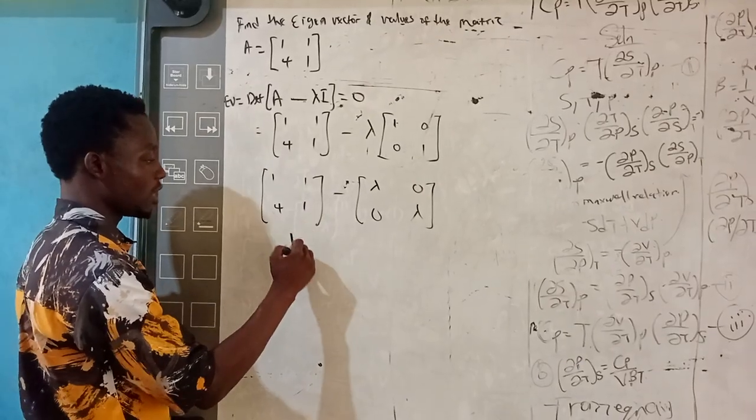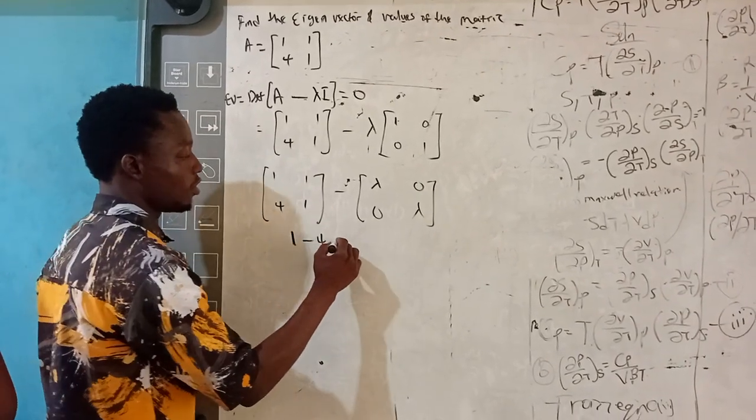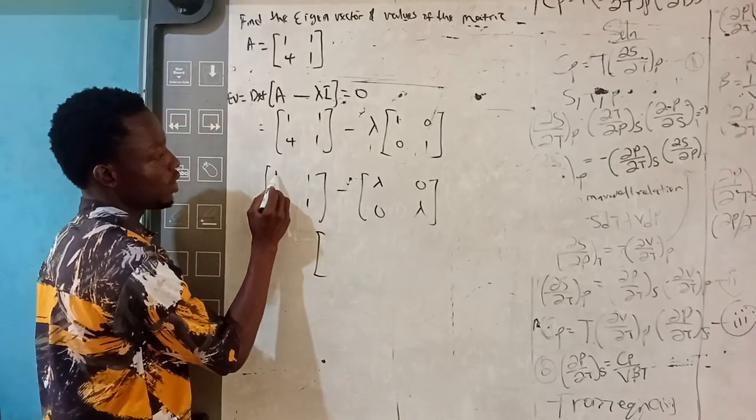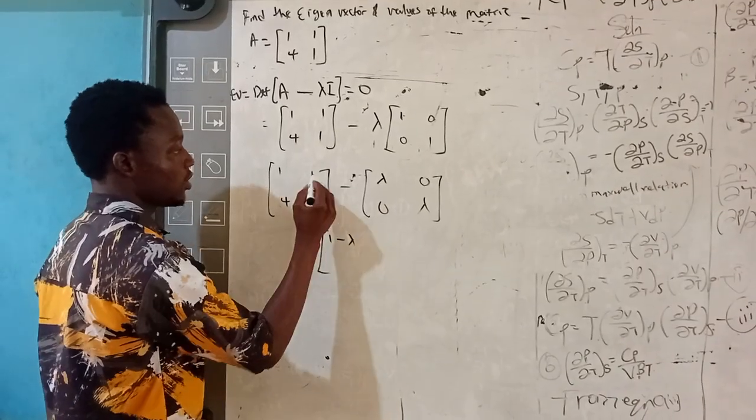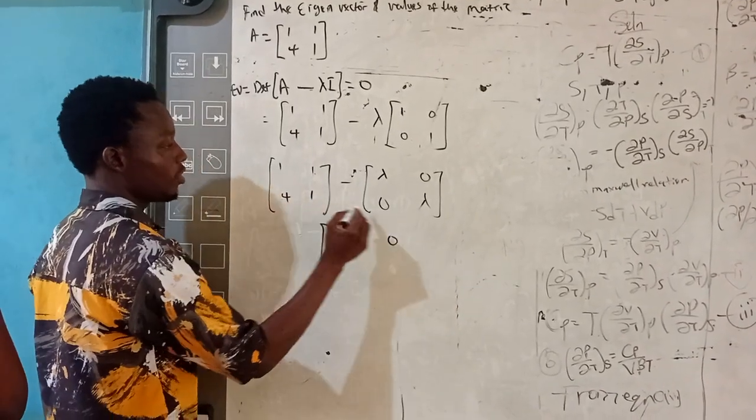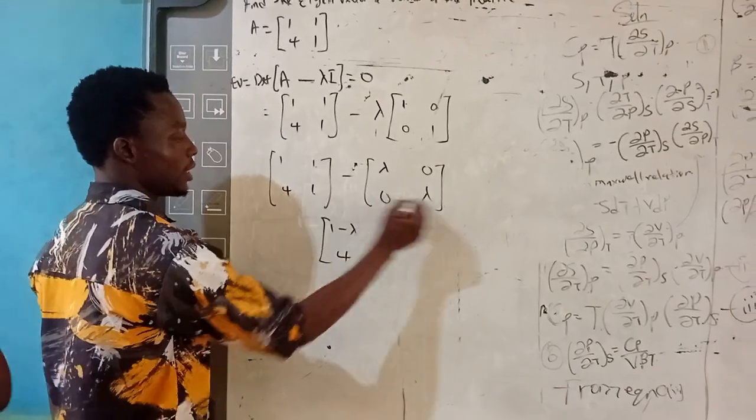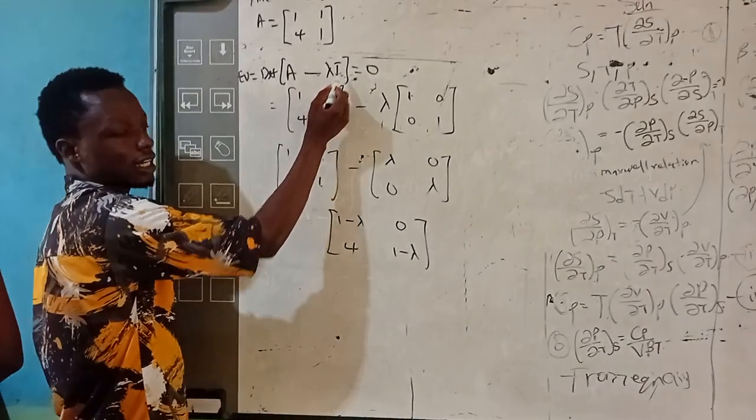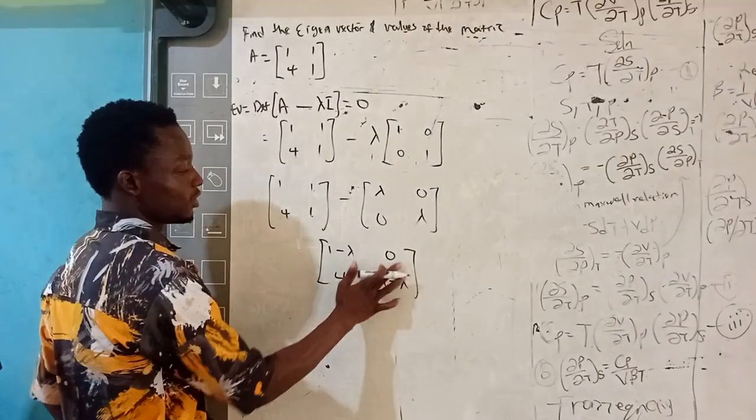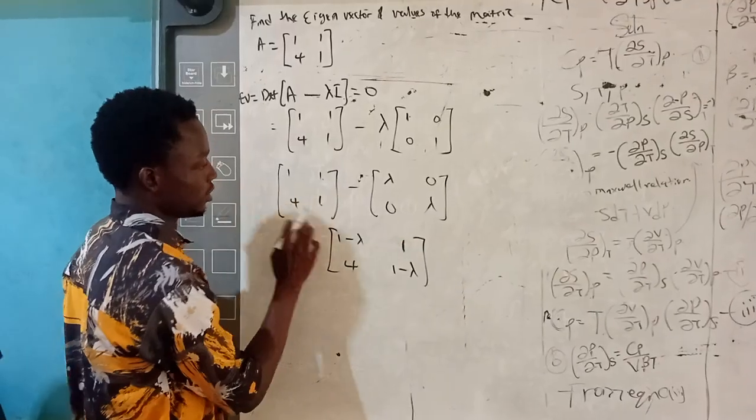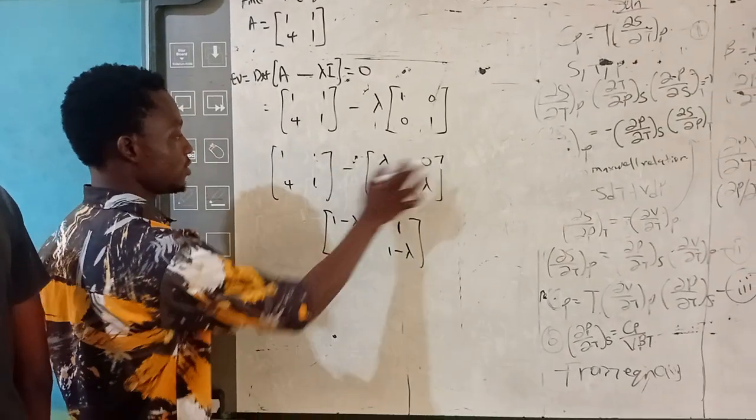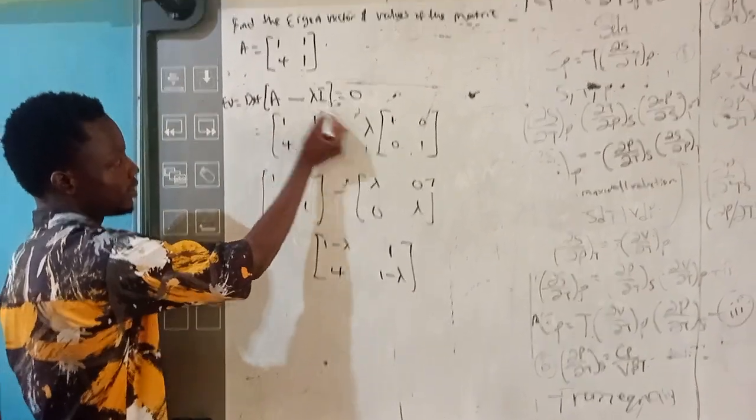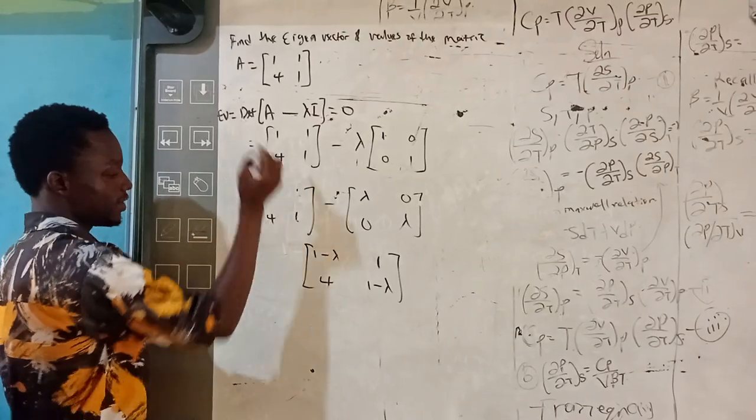Let's subtract first. So we have 1 minus lambda, 1 minus 0, 4 minus 0, 1 minus lambda. Oh, sorry, 1 minus 0 is 1, right? So we have 1 minus lambda, 1, 4, 1 minus lambda. You know what we are doing is the determinant of A minus lambda I, this minus this. So now let's find the determinant.